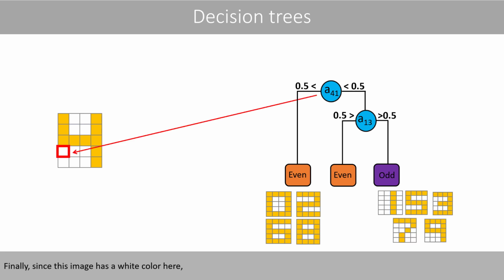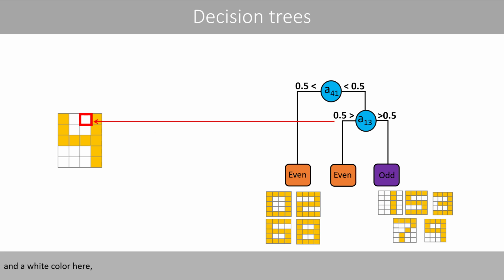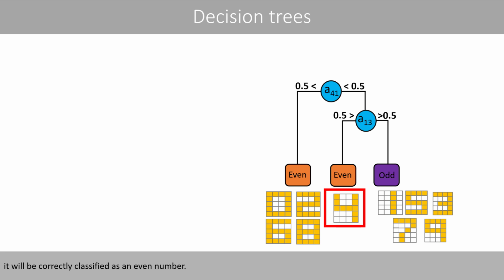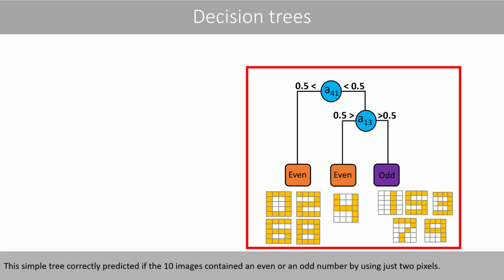Finally, since this image has a white color here and a white color here, it will be correctly classified as an even number. This simple tree correctly predicted if the 10 images contain an even or an odd number by just using 2 pixels.